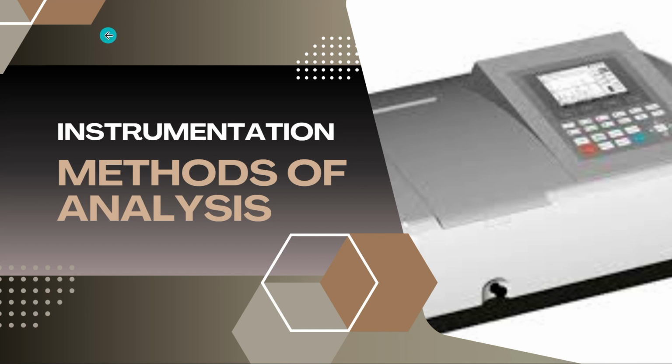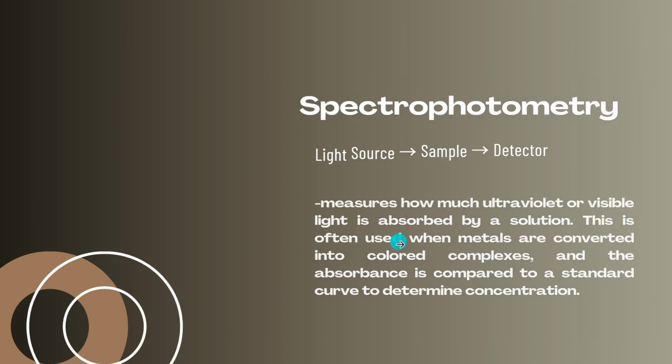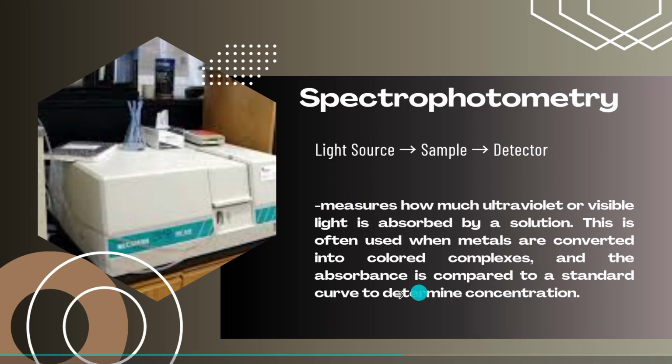Next part, I will explain the instrumentation methods of analysis, which are the modern techniques used to measure metals and minerals with high accuracy, sensitivity, and speed compared to the classical method. The first is spectrophotometry. Light source, sample, and detector. It measures how much ultraviolet or visible light is absorbed by a solution.